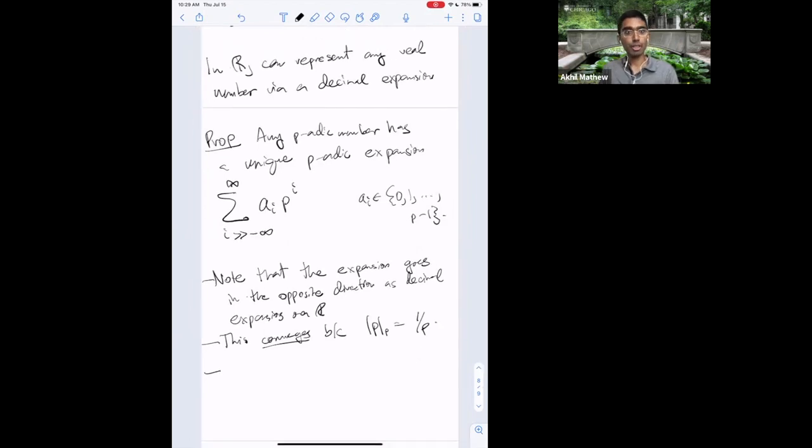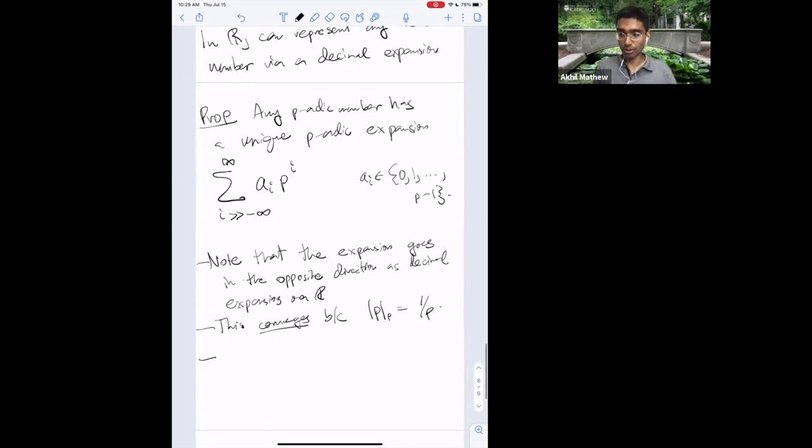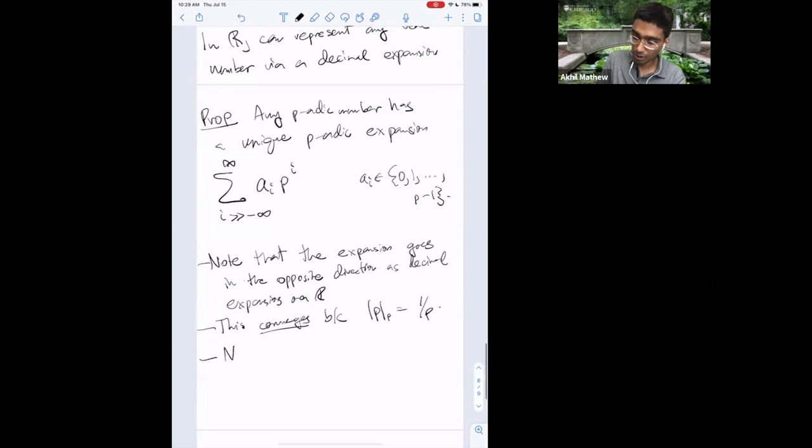Okay, so this converges because the absolute value of p is equal to 1 over p, so this infinite sum actually makes sense. That's why it also goes in the opposite direction as the decimal expansion. The decimal expansion converges because 1 over 10 is less than 1 in the Archimedean setting, but here the absolute value of p is less than 1. So it goes in the opposite direction. You need to use base p. I mean, you could also use base p squared, or any base that's divisible by p, but usually you want to just use base p.